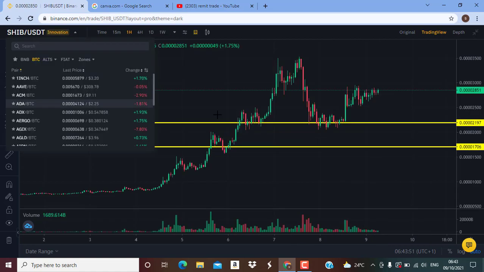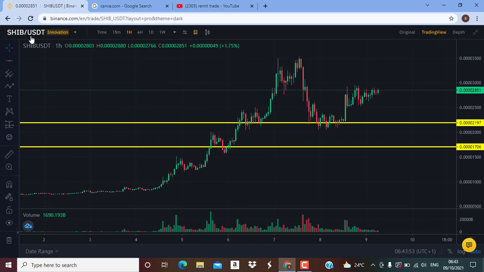Right here on the Shib USDT chart, I talked about this very analysis a few days ago, where I spotted this very particular level, and I said it's going to drop right at this point. That was not the best time to buy, because everyone wants to buy a coin at a lower price so that when it goes up they will make money very fast. So right now we see the market move a little bit from this area.